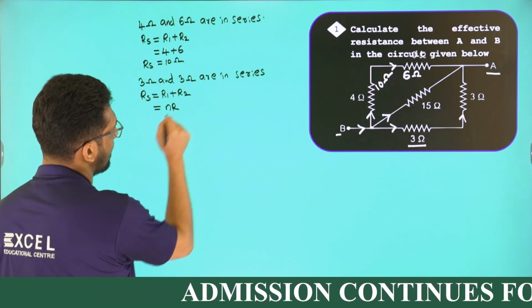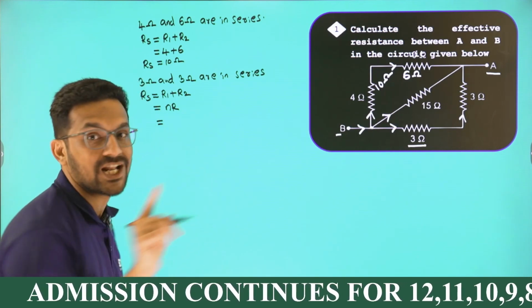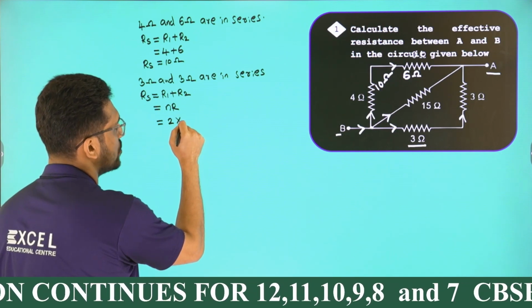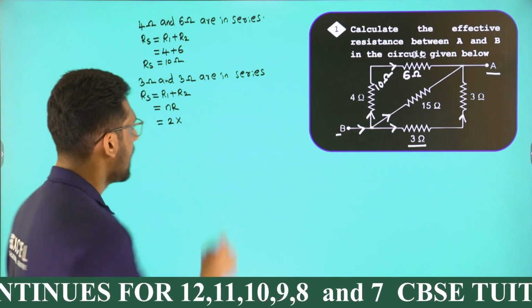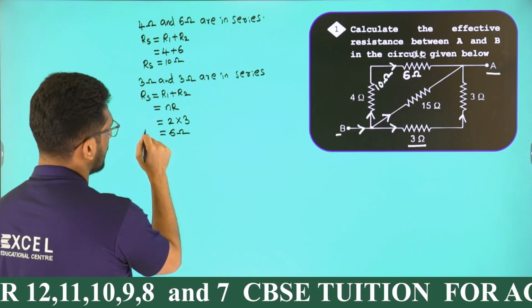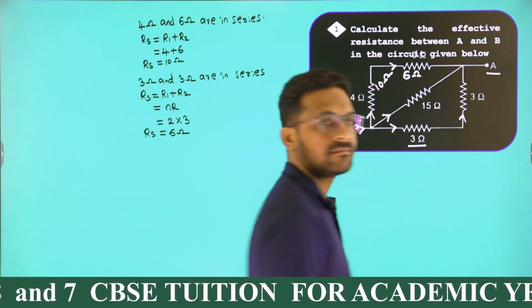What is that other equation? N times R. What is N? Number of identical resistors in series. So that will be 2, 2 into the value of resistance. That is 3. 2 into 3, 6 ohm. Effective resistance is 6 ohm in this branch.